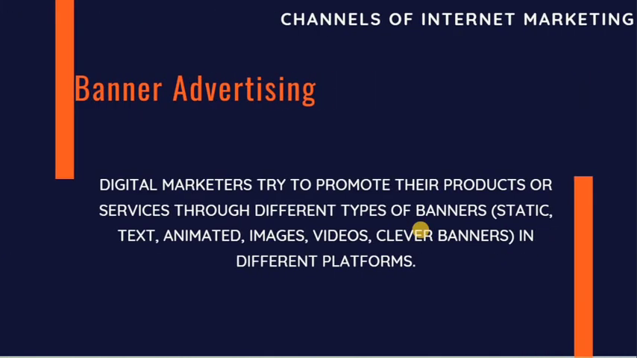Digital marketers try to promote their products or services through different types of banners. So the different types of banners: there's the static banner, that one is just there. There's text-only banner. There are animated banners. There are image banners. There are video banners. There are clever banners. Different types of platforms are best for these kinds of banners.